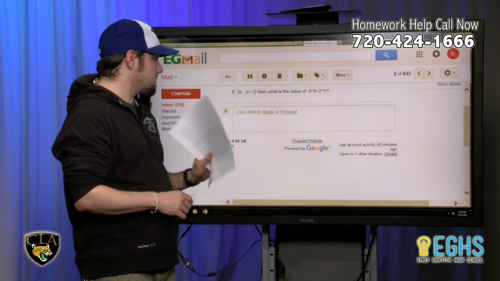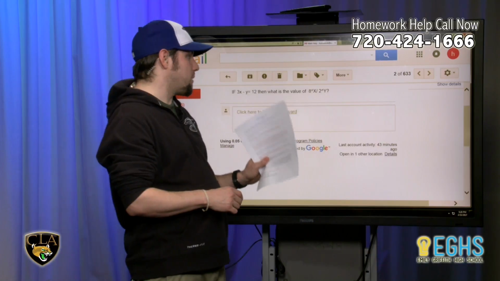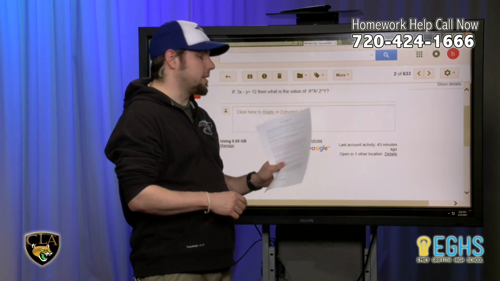If 3x minus y equals 12, then what is the value of 8 to the power of x divided by 2 to the power of y? I really liked that one. Do you want to do it? I don't know if I even know how to do it. I wanted to actually play around with it and figure it out.